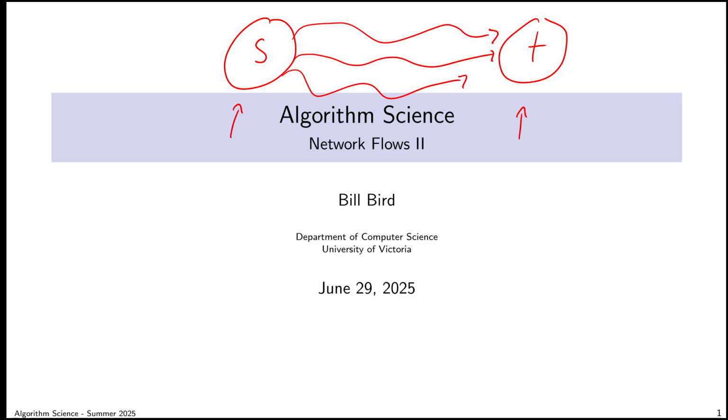For example, each edge has a maximum capacity, a maximum amount of flow that can be pushed through that edge. And the vertices in between S and T, the intermediate vertices, require what's called conservation of flow, which says that the amount of flow entering any intermediate vertex must equal the amount of flow that leaves that intermediate vertex.